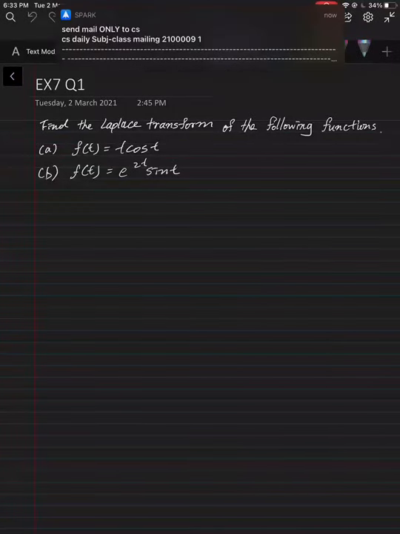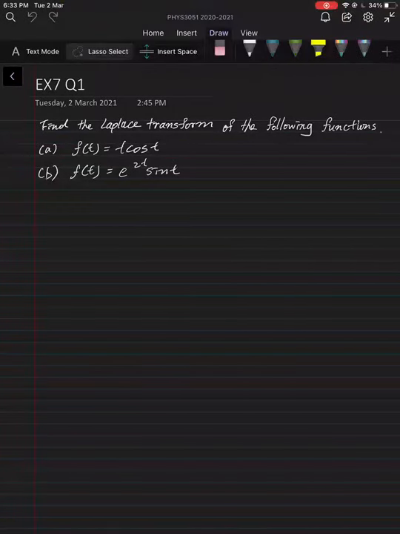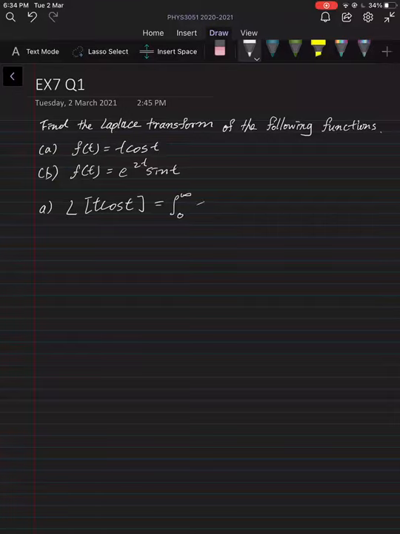Okay, so let's start with the first question. Right, so for question one, it is simply about doing the Laplace transform. For part A, you're asked to do the Laplace transform of this function, t cosine t. By the definition of the Laplace transform, you can immediately write down this expression.